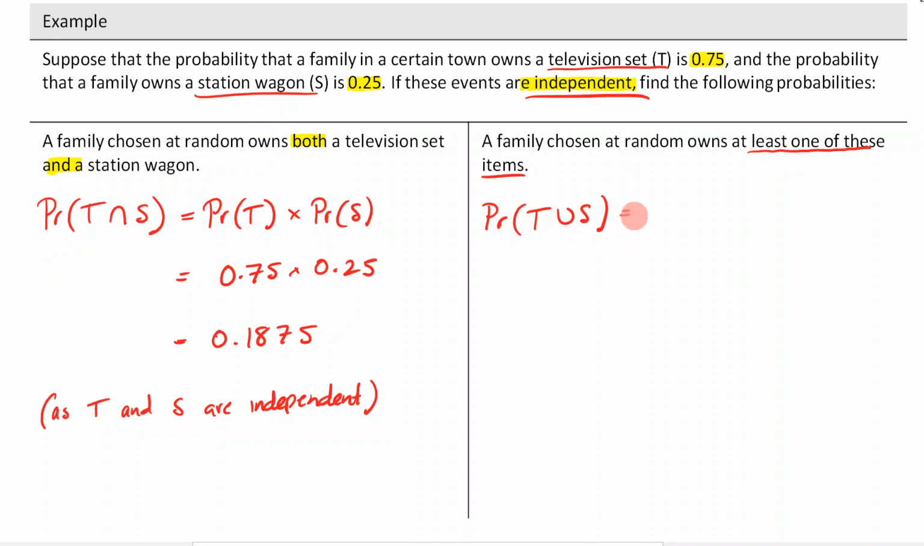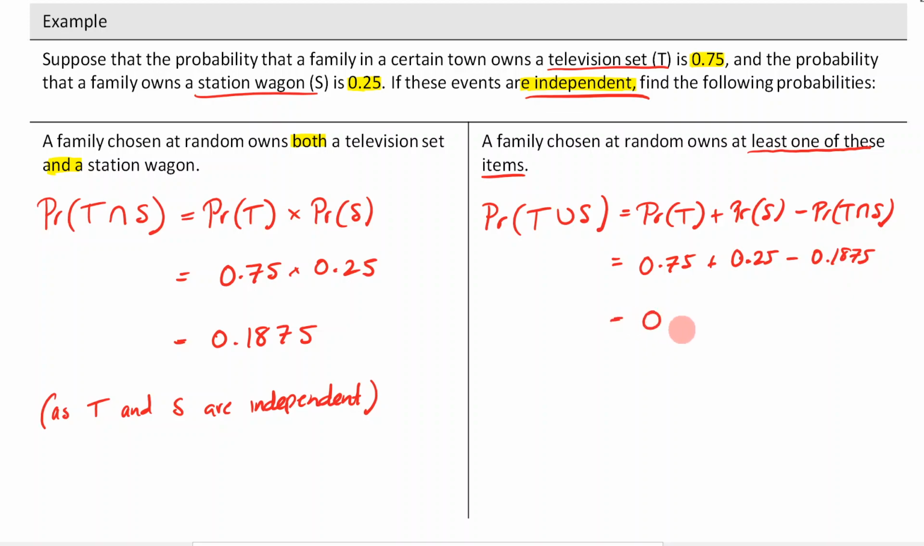Remember, when you have to find union, we're going to think for a moment, what can we use? The addition rule always works here. So we're going to go the probability of T plus the probability of S minus the probability of the intersection. T is 0.75 plus S is 0.25 minus 0.1875, which means my answer is going to be 0.8125. A lot of numbers. And there we go. That is how we do it.